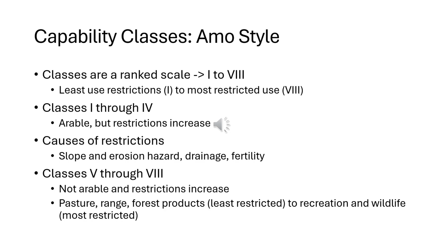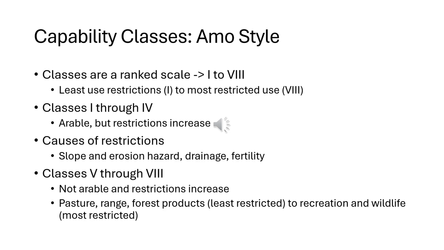Now, the next thing would be what causes these restrictions? Well, one of the main hazards to soil would be slope and erosion. So that would be one. Drainage is another. You don't want waterlogged soils for cultivation. That causes issues. And then also, what's the fertility of the soil? As you have less fertile soil, you will have to fertilize, do other management to continue to make that arable land productive.